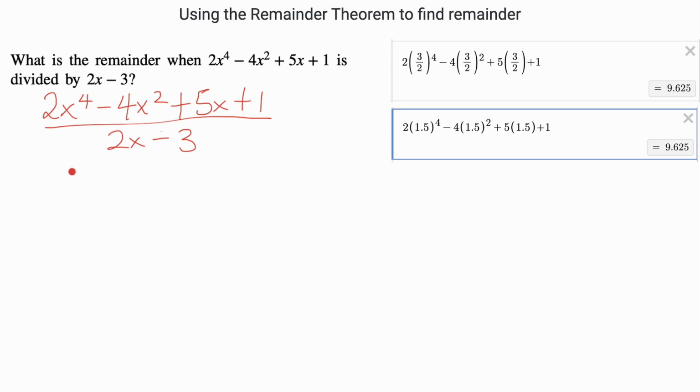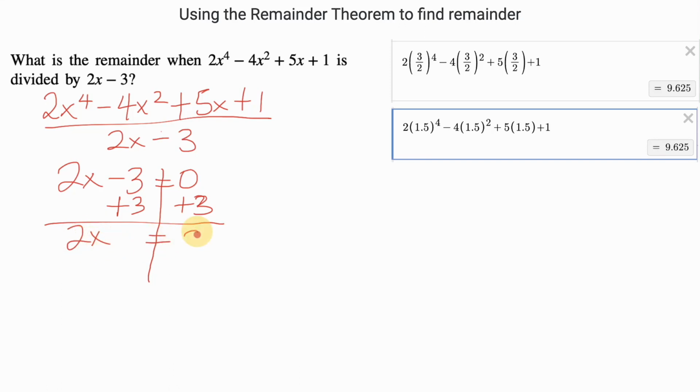So, again, set the divisor to 0. 2x negative 3 equals 0. Solve for x. Now, what do we do here? We got to get rid of negative 3 first, which means we add 3 to both sides. We're left with 2x equals 3. Now we got to get rid of 2. How do we do that? We divide both sides by 2. And we're left with x equals 3 over 2.